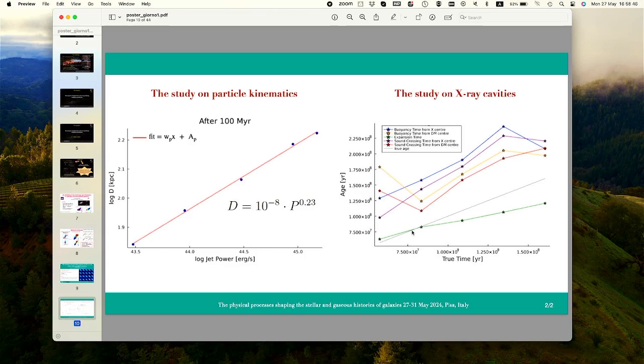So in this case, you have to imagine that we have one cavity which evolves over time. The true age is the gray line. And for 5 different instants of time that are basically 5 snapshots, I tried to estimate the age using different methods. If you want to know more, please come to my poster and ask me.